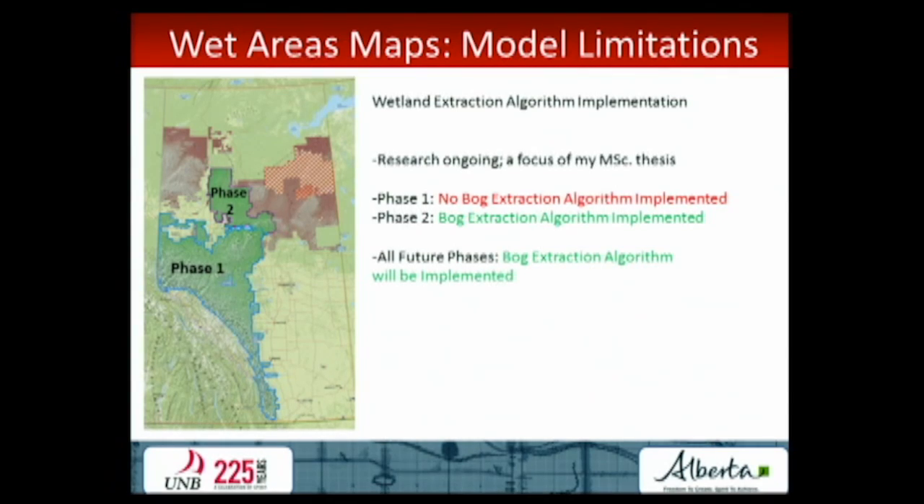In terms of the wetland extraction algorithm implementation, research does continue, and it is actually the focus of my master's thesis currently. The data has been delivered so far in 2 main phases. Phase 1 was in the south, and Phase 2 is in the central area that you just see there. For Phase 1, no bog algorithm extraction was implemented within the delivery, so that's something to take note of. In Phase 2, and in all subsequent phases, the bog extraction algorithms will be implemented prior to delivery.